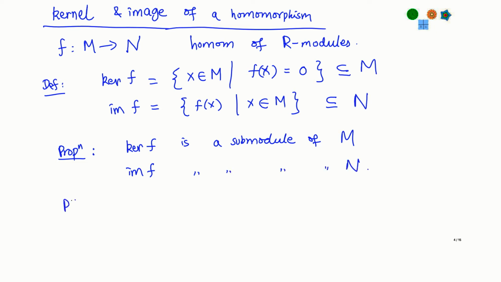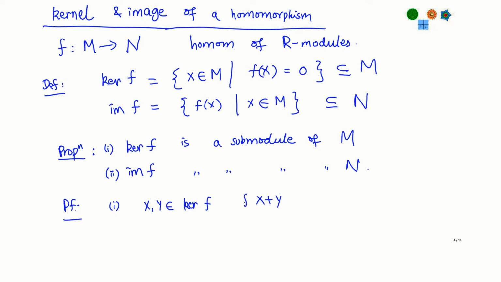Okay, so let me prove this. Well, I'll prove one of them, the other is easy. In fact, both are easy. So let's check that the kernel is a submodule, for example. What do I need to check? Well, I need to check two things. First, I need to check closure under addition. So if I take two elements x and y in the kernel, I need to check whether x plus y is in the kernel too.